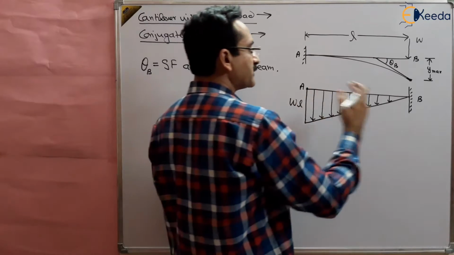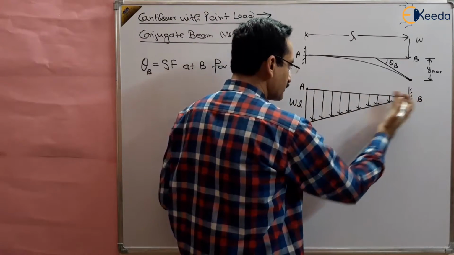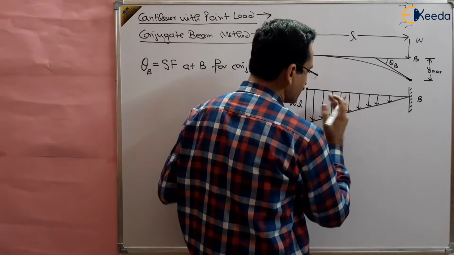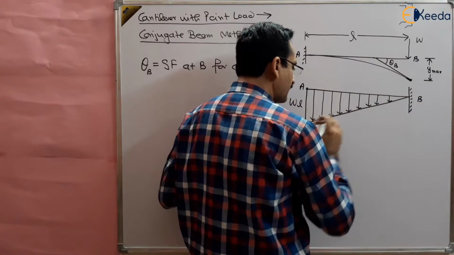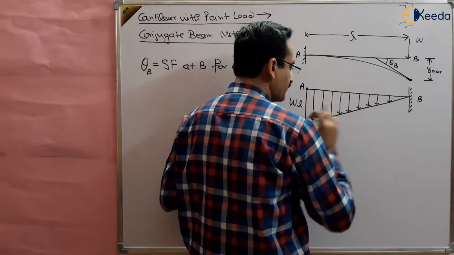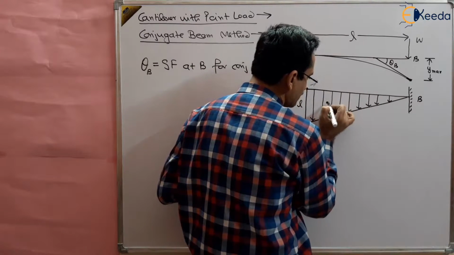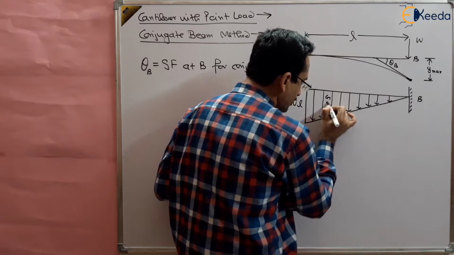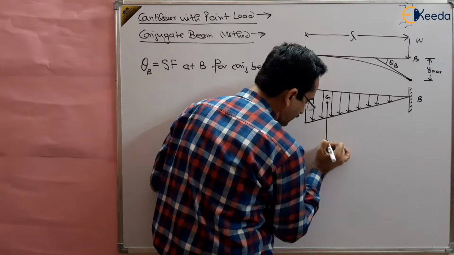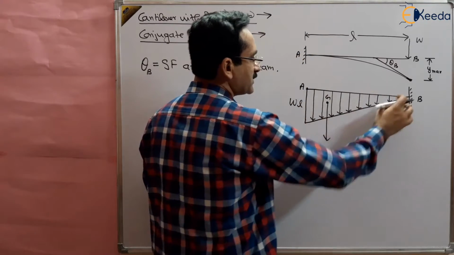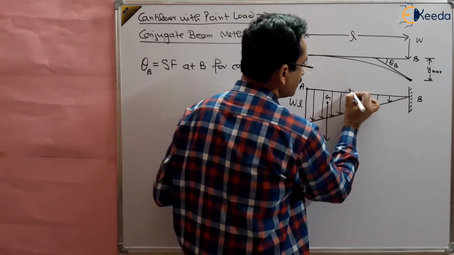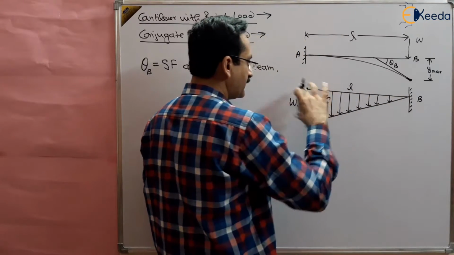The sum of all the forces to the left of this section. So to the left of this section, what is the load? It is a variable load, a variable triangular load, and its actual load will be acting at point CG, the center of gravity of this triangle, where the length of this triangle is L and the height is WL.